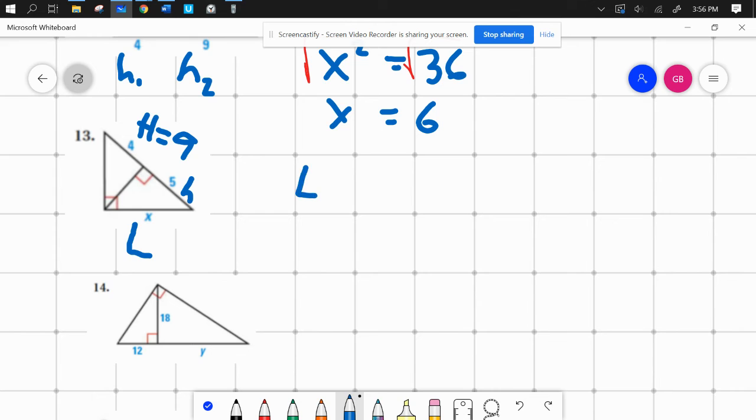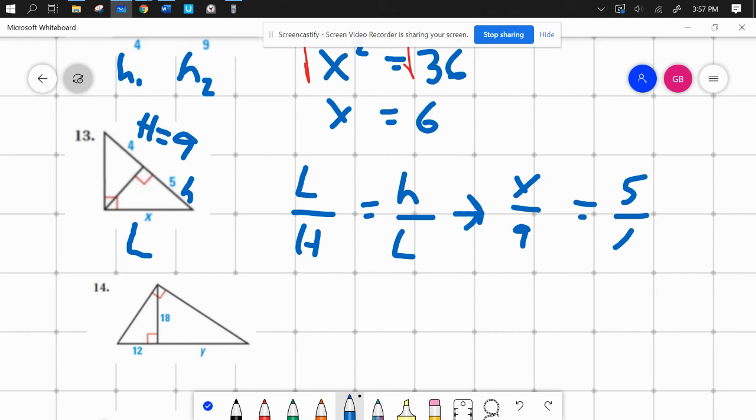So our formula, L over big H is equal to little h over L. Let me write it over here on the side, somewhere in a space. So let's substitute x over 9 is equal to 5 over x. Again, we're going to cross multiply. So x squared is equal to 45. And the square root of that, so x is equal to the square root of 45.